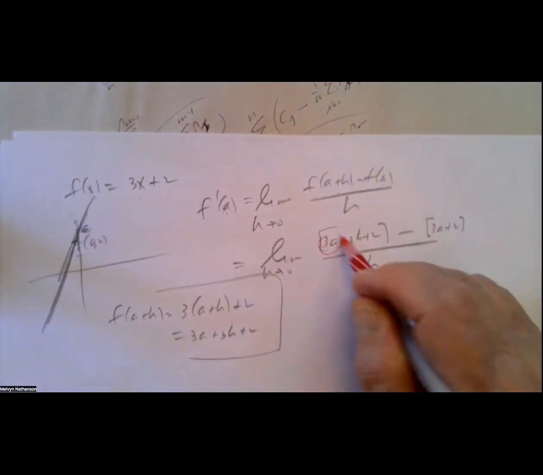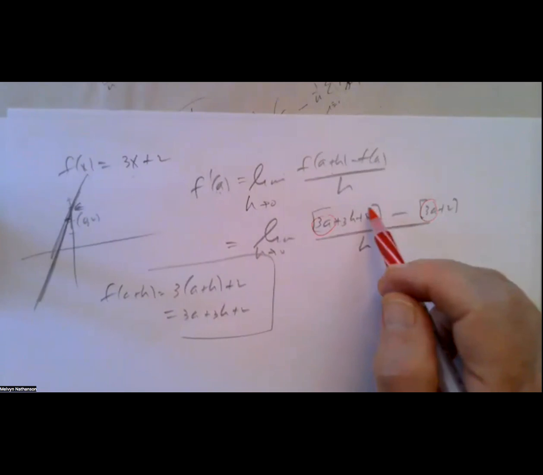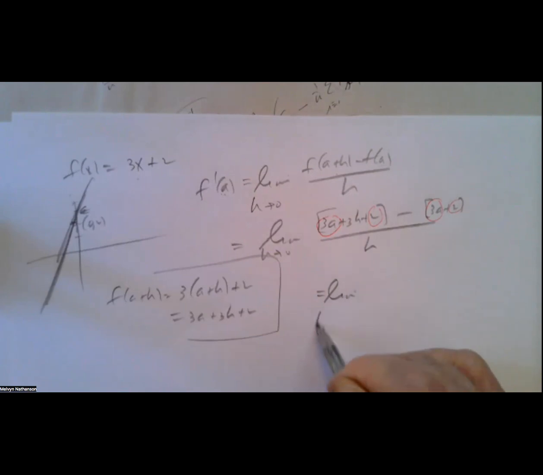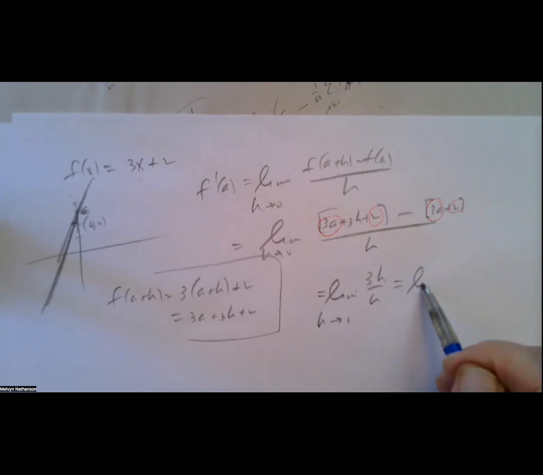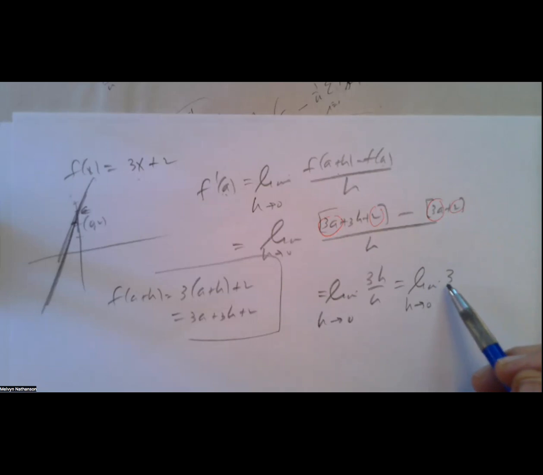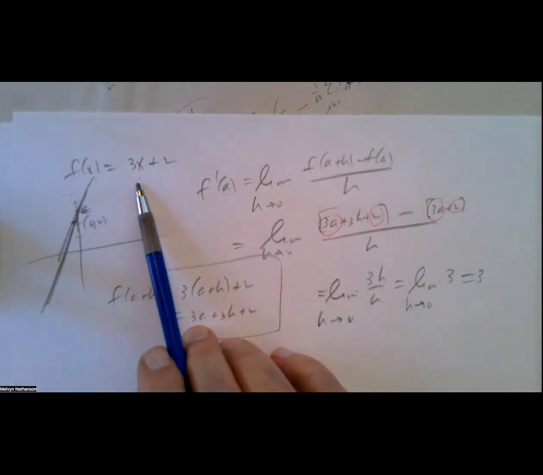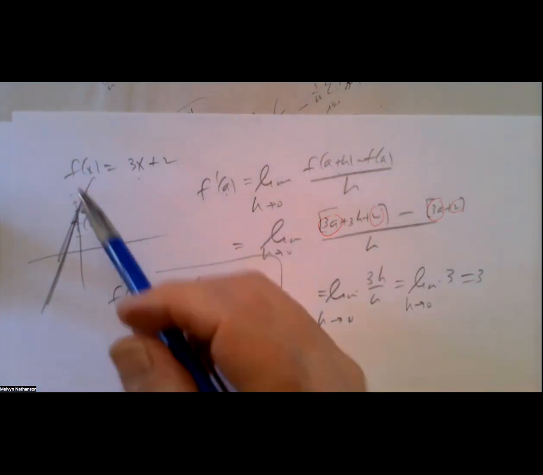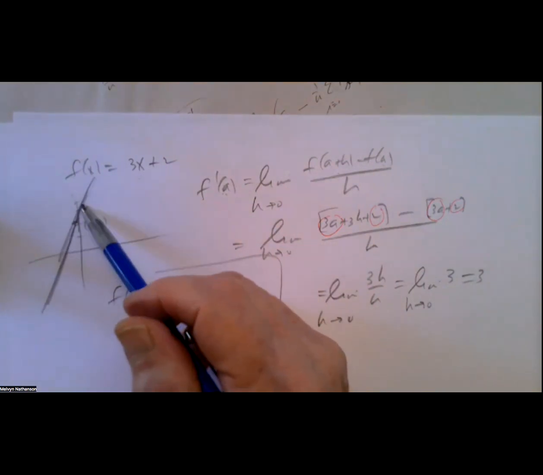And this is nice because plus 3a cancels minus 3a, and plus 2 cancels minus 2. So this is just the limit as h goes to 0 of 3h over h. And the h's cancel, that's the limit as h goes to 0 of the constant 3. So what is this limit? Well, this doesn't even depend on h. So as h goes to 0, 3 is always 3. So for the straight line, f of x equals 3x plus 2, the derivative at any point a is equal to 3, which says the slope of the tangent line to this curve is 3.